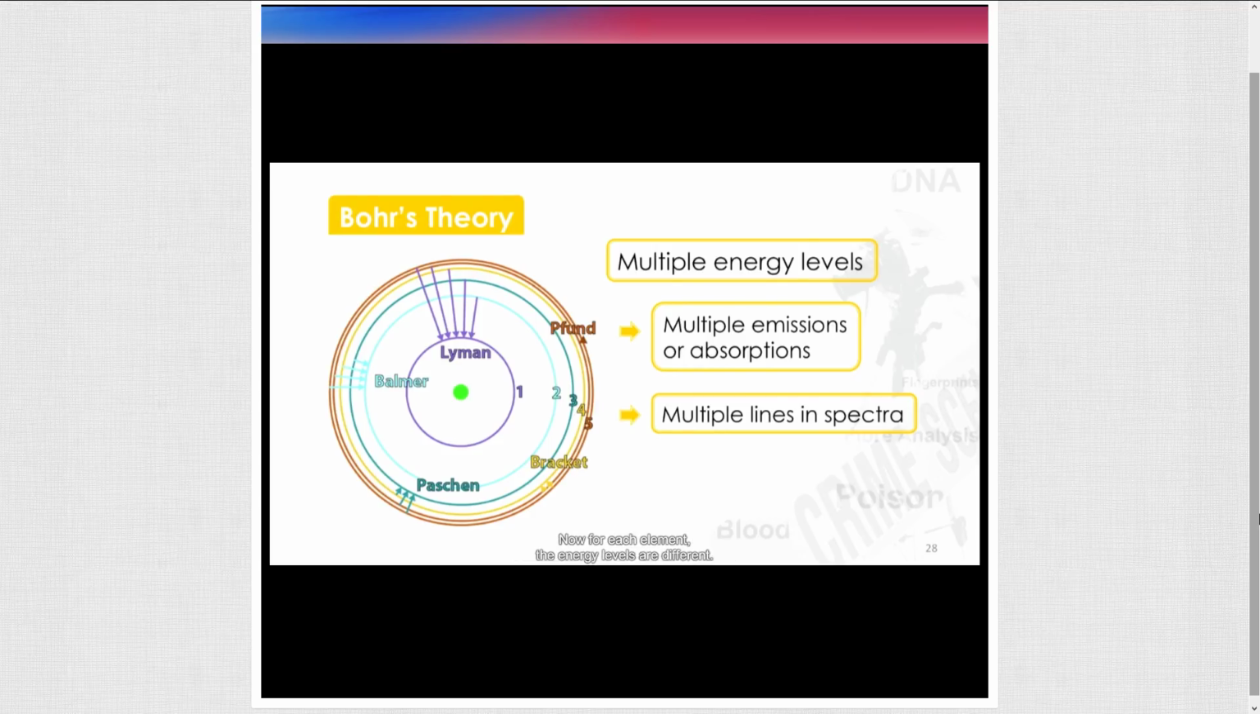Now, for each element, the energy levels are different. So that means the emission or absorption for one element is not the same as for another element. So the pattern you get from these multiple energy levels will be characteristic of a particular element. So analyzing the emission or absorption spectrum of an element is very much like taking the fingerprint of that element.